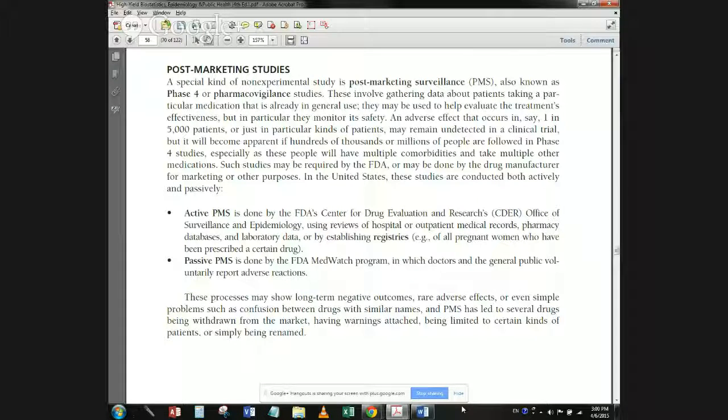Passive post marketing studies are done by the FDA MedWatch program, in which doctors and the general public voluntarily report adverse reactions. These processes may show long term negative outcomes, rare adverse effects, or even simple problems such as confusion between drugs with similar names. And post marketing studies have led to several drugs being withdrawn from the market, having warnings attached, being limited to certain kinds of patients, or simply being renamed.